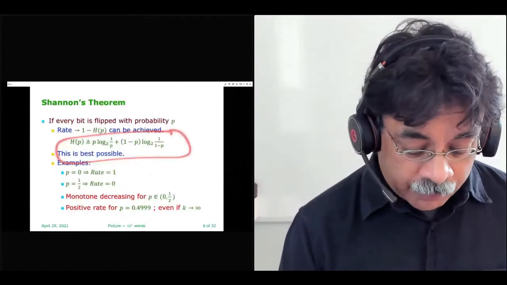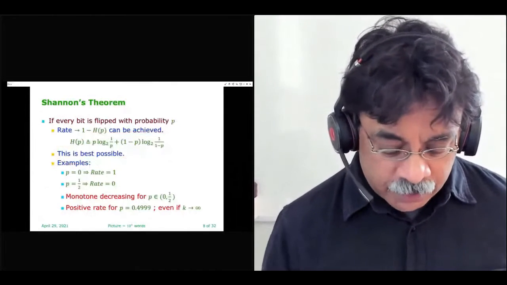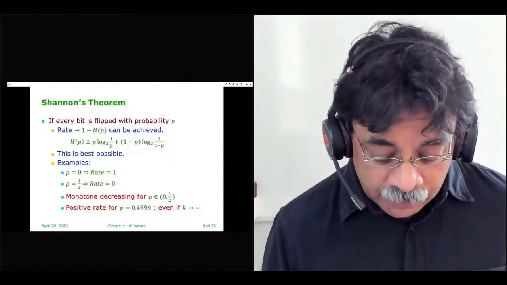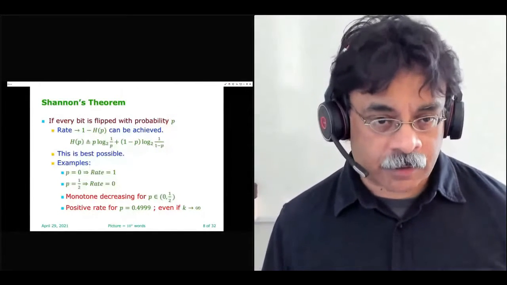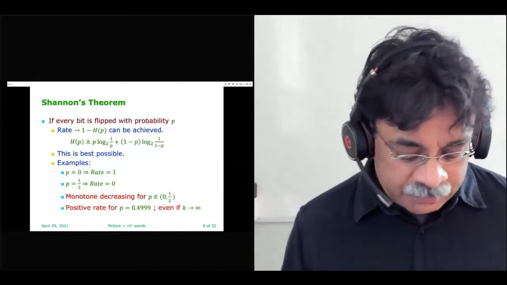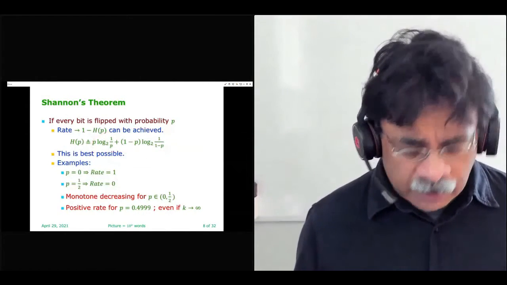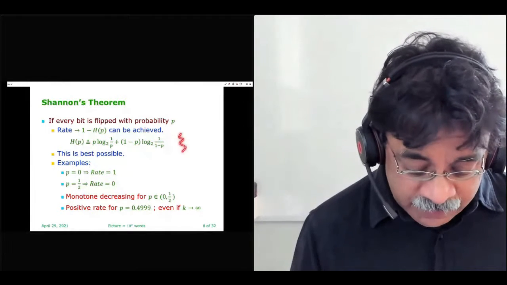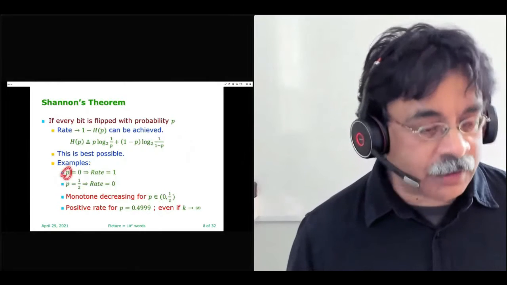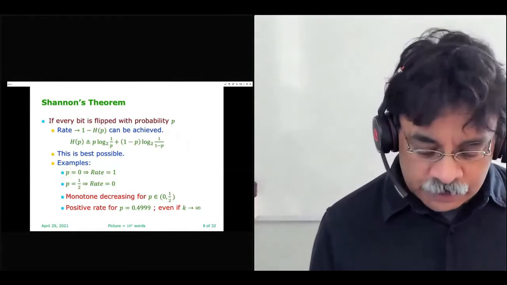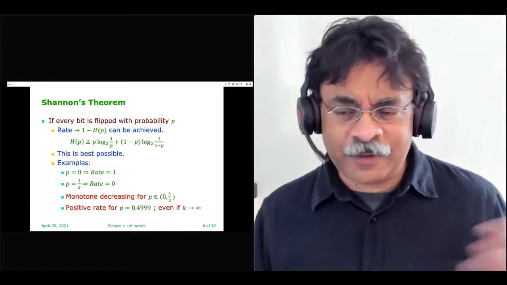This ratio k over n, he said, could be pushed as far as 1 minus the entropy of p, provided our bits are being flipped. The channel transmits bits, and these bits are flipped with probability p, and then you get some formula saying this is what you can achieve. I don't want to elaborate on what this formula is, but I want to tell you about two extreme cases. If the probability that a bit is flipped is 0, this formula says that you can transmit at rate 1. And this should not be very surprising.